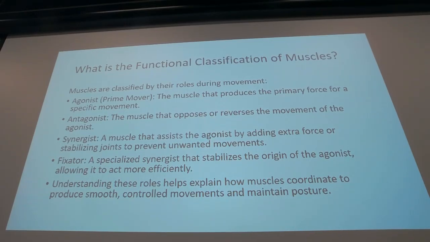So for instance, we have a tiny muscle here that's called anconeus. It's very tiny, but it fixes this joint when the triceps is extending the elbow, and the triceps doesn't have to do as much work. So that's a fixator.